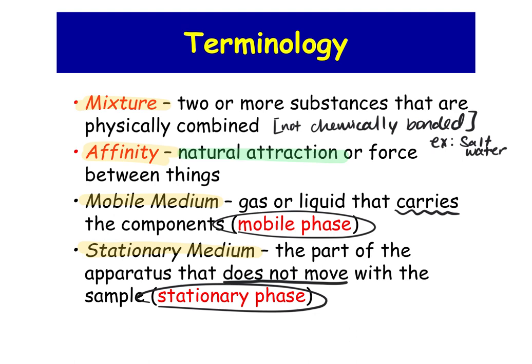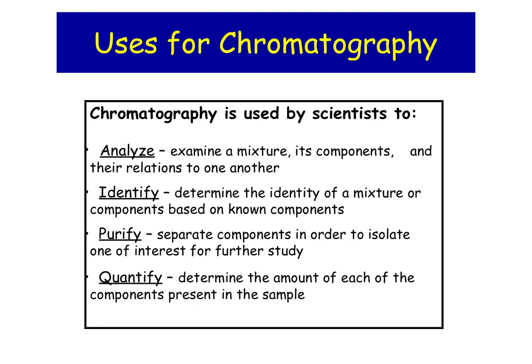So how do we actually use chromatography? When we're trying to analyze something with chromatography, we're examining this mixture, we're examining what's in it and what their relationships are to one another. When I'm trying to identify it, I'm looking to be more detailed. So this is a more detailed analysis, and it's based off of known components. So we're doing kind of comparative chemistry.